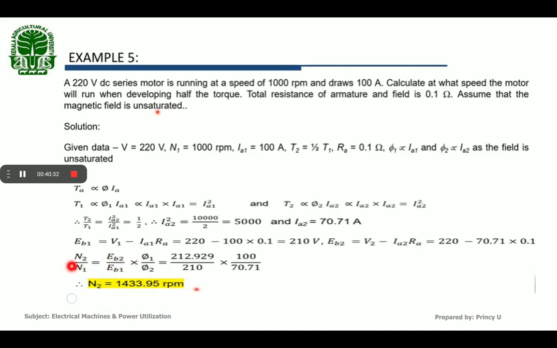Then to find N2, the value of N1 is given, 1000 rpm. So N2 is equal to N1 into Eb2 by Eb1 into φ1 by φ2. φ1 and φ2 we know are proportional to Ia1 and Ia2. Ia1 is 100 ampere, Ia2 is 70.71 ampere. So substitute that, and you will get N2 is 1433. So these are the values.